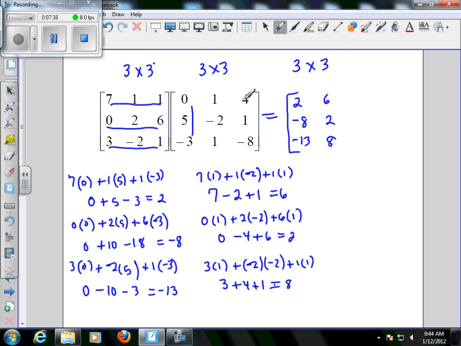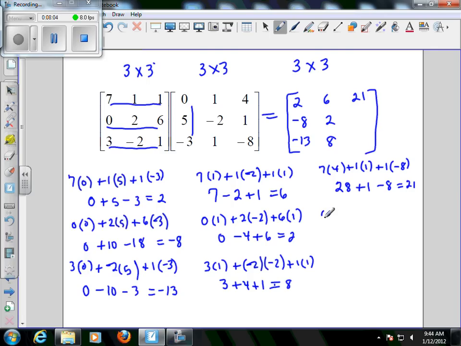Now moving on to the very last column. We're going to say first row times last column, so we're going to have 7 times 4 plus 1 times 1 plus 1 times negative 8. So we have 28 plus 1 minus 8, which gives us 21. So that is the first row in the last column.